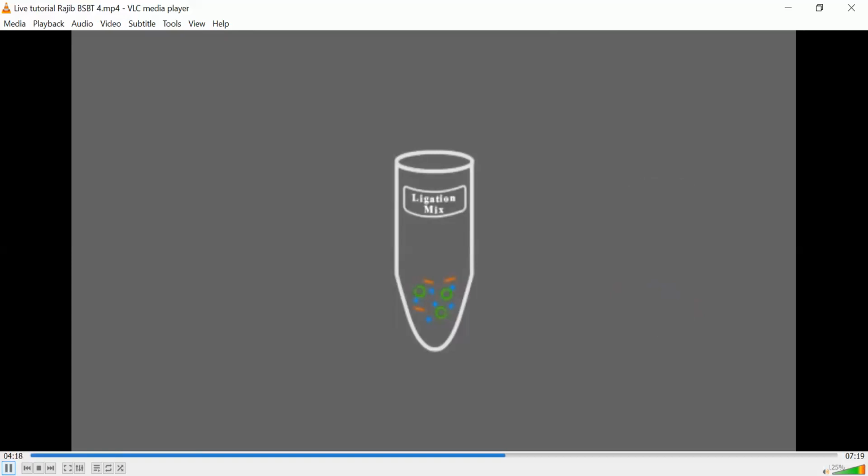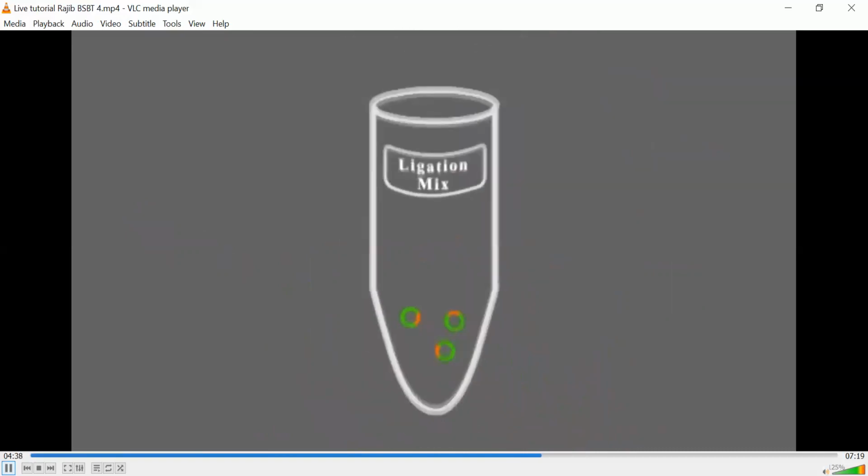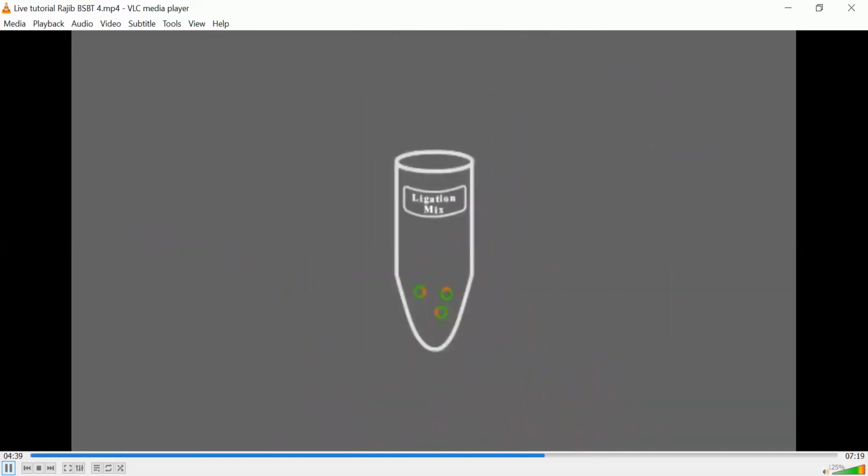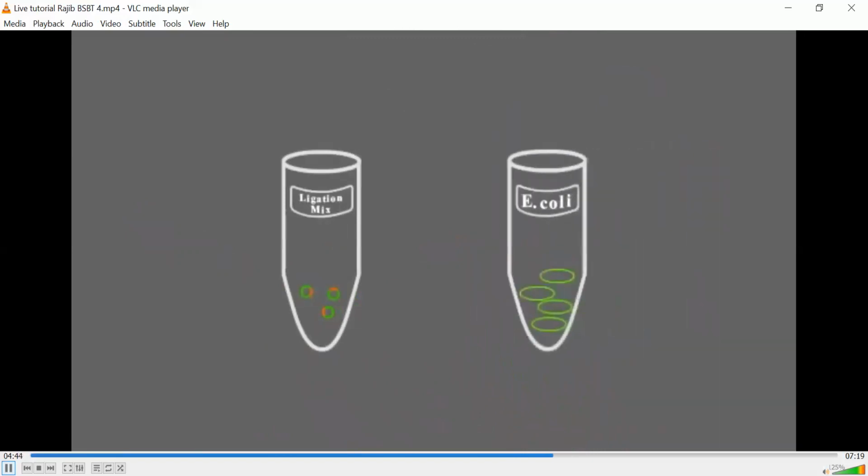And while complementary base pairing of single-stranded overhangs brings the ends of vector and insert together, the DNA ligase fuses them into one intact DNA molecule. In order to make multiple copies of this molecule, the ligation mix is introduced inside the E. coli cells in a process called transformation.